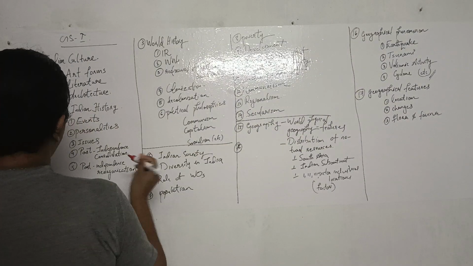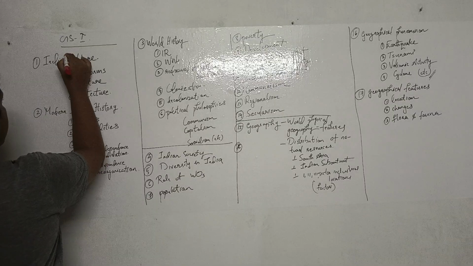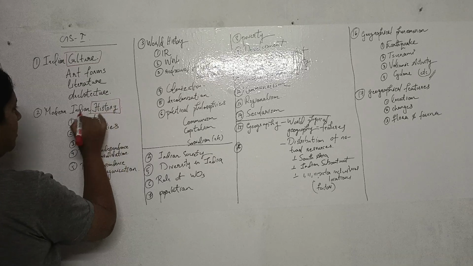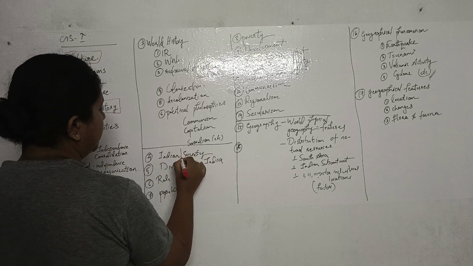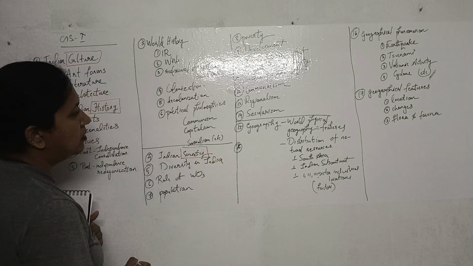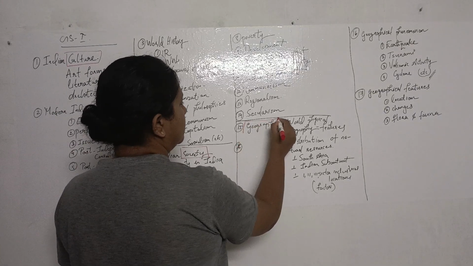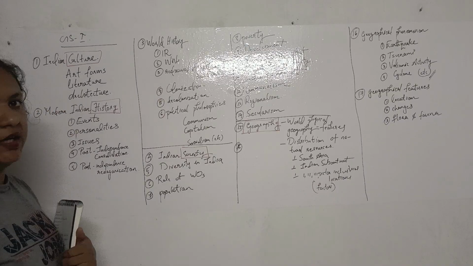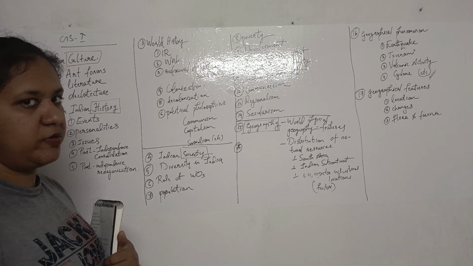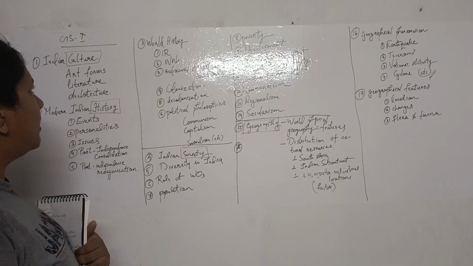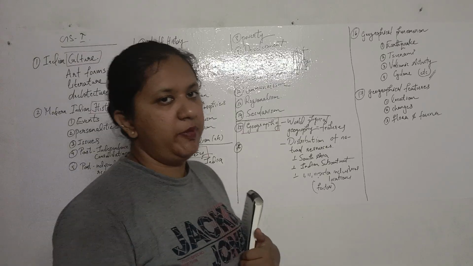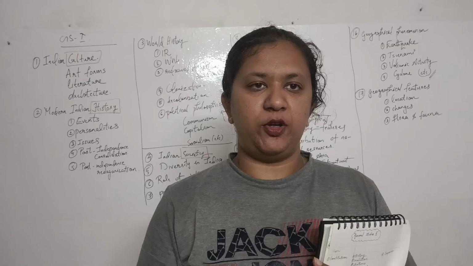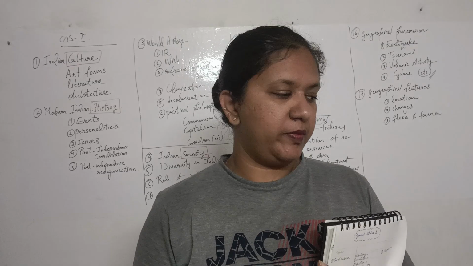This is mainly made of culture, history, society, and geography. These are the subjects we have to cover in paper 1, the GS1 paper. So that's all about paper 1 of the mains examination. Now let's move on to paper 2 in the next video.